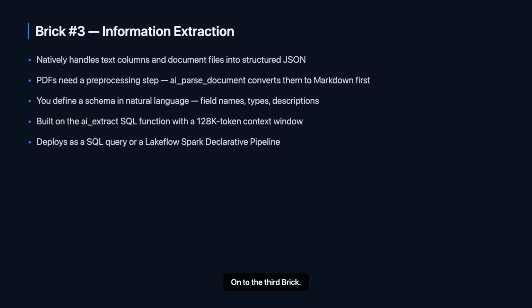Onto the third brick. Information extraction turns unstructured input into structured JSON. Natively, it handles text columns in a table and document files, things like Markdown and plain text. PDFs are not yet supported directly, so they need a pre-processing step. You run the AI parse document function to convert each PDF into Markdown first, and then point information extraction at the resulting Markdown table. From there, you define a schema in natural language, listing field names, types, and short descriptions.